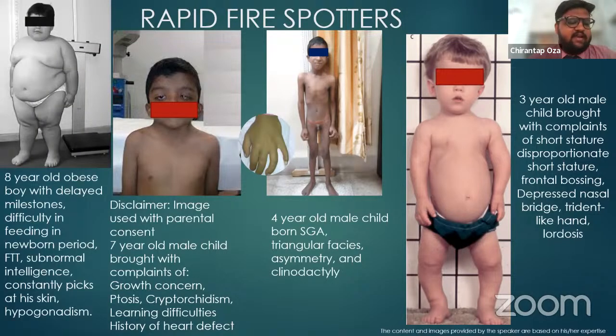Whereas this is an 8-year-old obese boy with delayed milestones, difficulty in feeding in the newborn and infant period, failure to thrive initially, followed by obesity, subnormal intelligence, habit of constant skin picking, and hypogonadism. So this could be Prader-Willi syndrome.